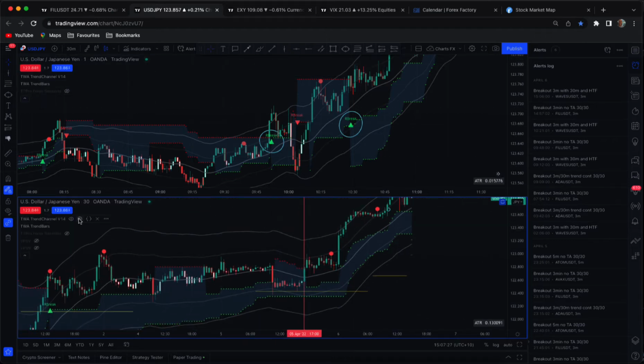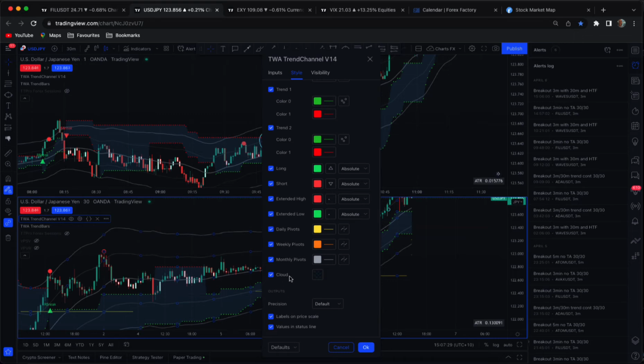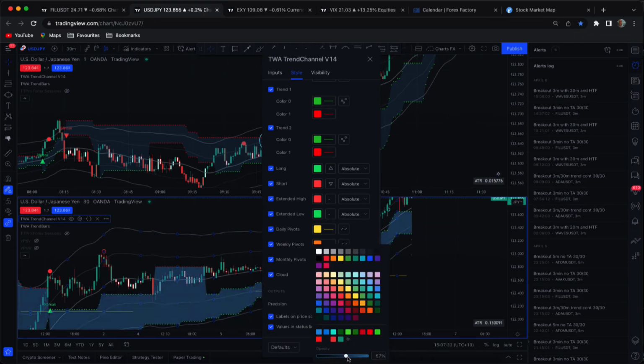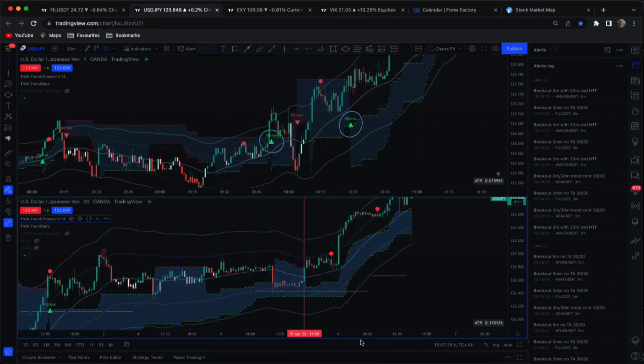So I'm going to increase the shaded zone here. This is the cloud, just to make it really obvious. Okay, so you can see what that is. So on the 30-minute chart, we want to be trading out of this cloud. And I do prefer to be early on in this breakout.